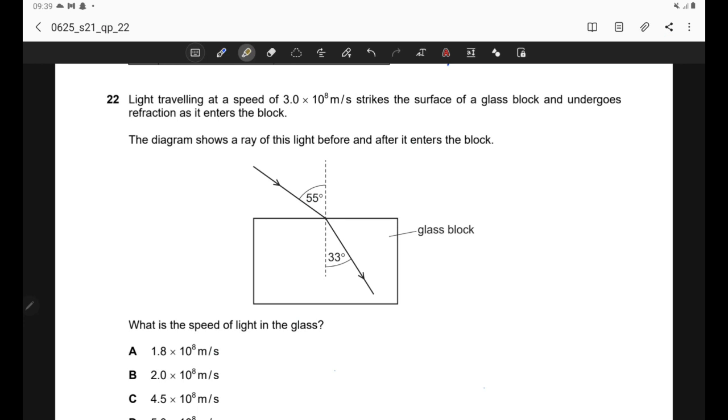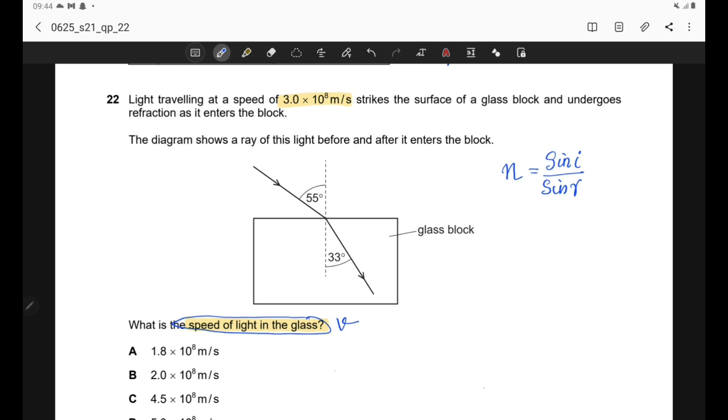Question 22. Light travelling at a speed of 3 times 10 to the power 8 meter per second strikes the surface of a glass block and undergoes refraction as it enters the block. The diagram shows a ray of this light before and after entering the block. What is the speed of light in the glass? In order to calculate the speed of light in the glass, here we have to use two equations. The first one, refractive index is equal to sine of the angle of incidence over sine of the angle of refraction. Using this equation, we can calculate refractive index.